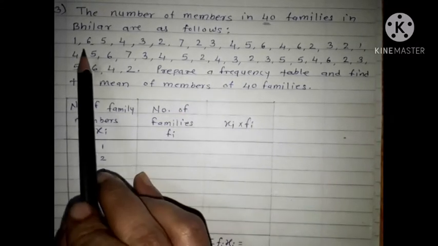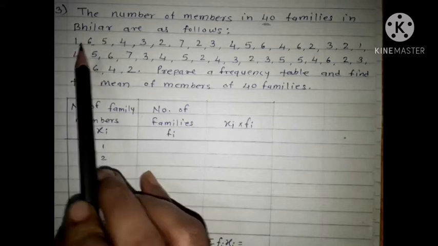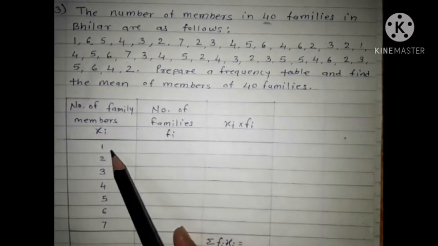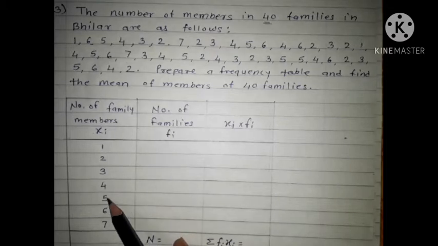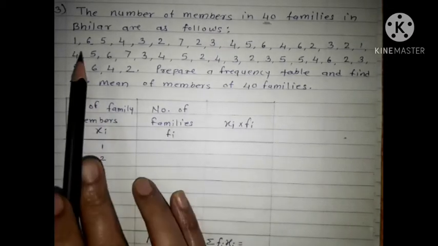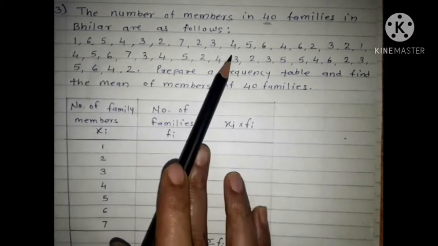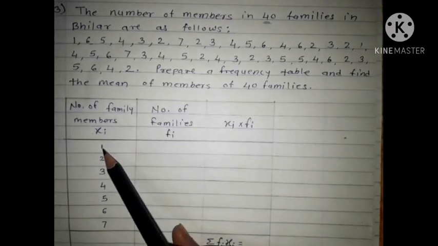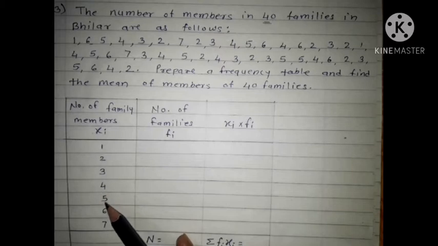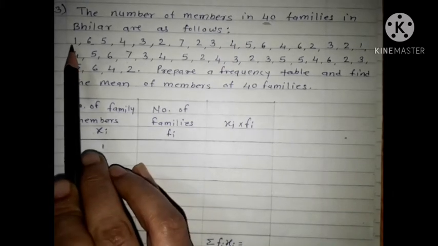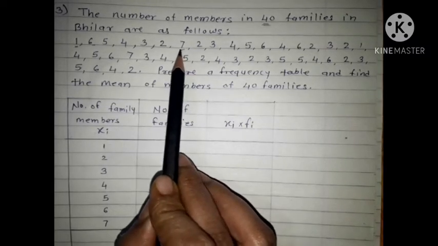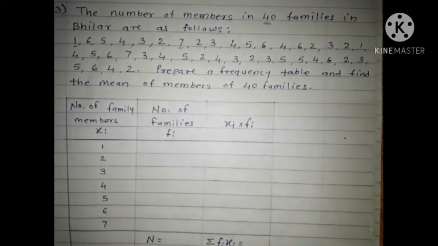Now the lowest number is 1, and the highest number is 7. Therefore, for the number of family members we take 1, 2, 3, 4, 5, 6 and 7. All the family sizes are between 1 and 7. The smallest number is 1 and the highest number is 7, so we write down these numbers.